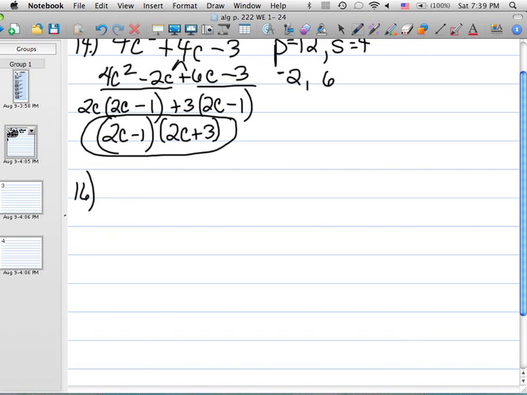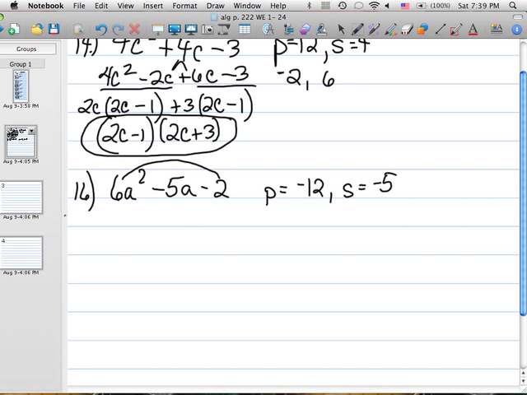Number 16, 6a squared minus 5a minus 2. The product of the two numbers we're looking for has to be negative 12, and the sum is negative 5. The only two numbers that would work would be 4 and, well, wait a second, 1 and 12, 2 and 6 wouldn't work, 3 and 4 wouldn't work, so it's prime.